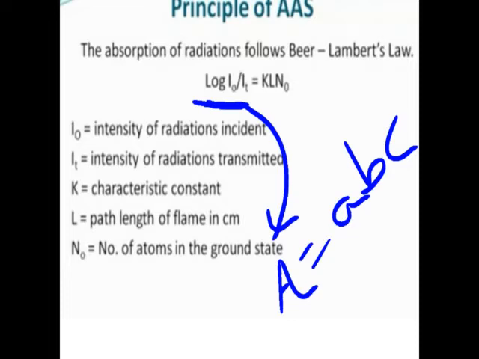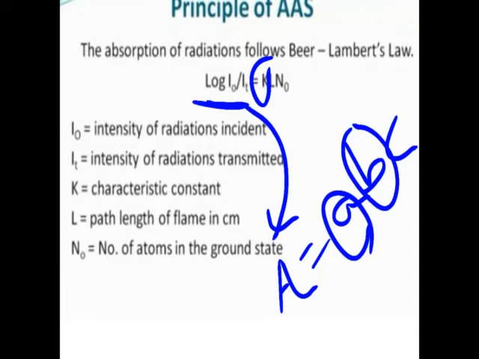It is equal to capital K, capital L, capital N0. So what is capital K? It is a constant. Here absorptivity is a constant for a particular path length and concentration. Similarly, here K is the characteristic constant. There, b is present, which is the path length; here L is present, which is the path length. The path length of what? Of the flame, in centimeters. And N0 is the number of atoms present in the ground state.